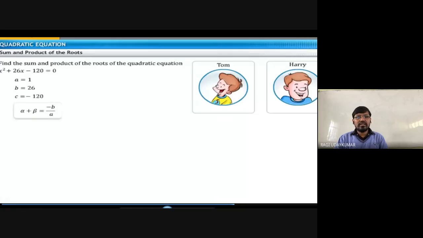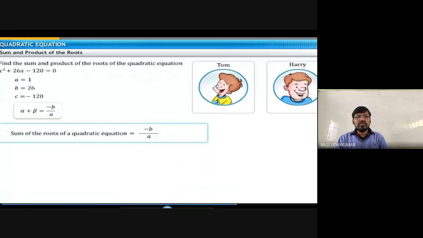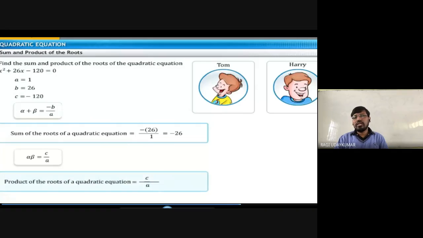What are the roots here? One root is minus 30, another root is 4. Actually, without finding that minus 30 and 4, if you are adding, you will get minus 26. So minus 26, that is minus b by a. We are not finding the roots here. Without finding the roots also, you can find out the sum of the roots of the quadratic equation.